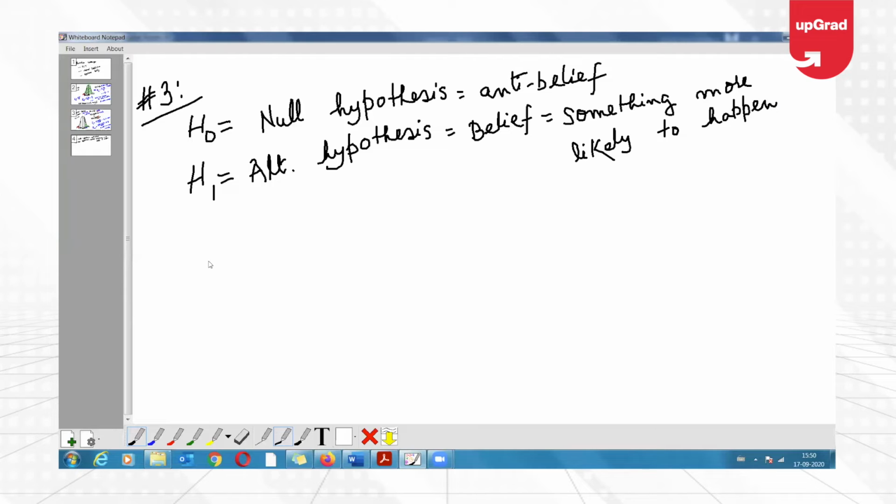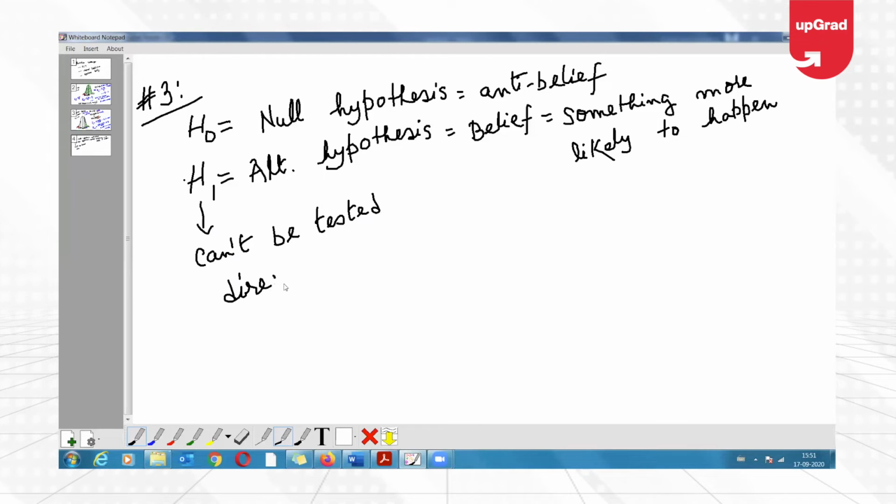Also, what we know is that we cannot test this directly, because there are no statistical tests available to test the alternate hypothesis. So this can't be tested directly.